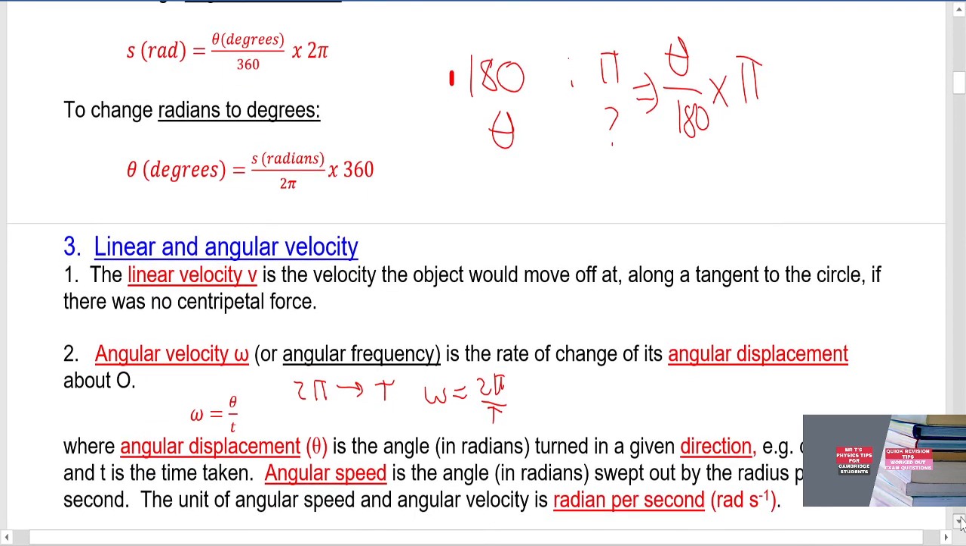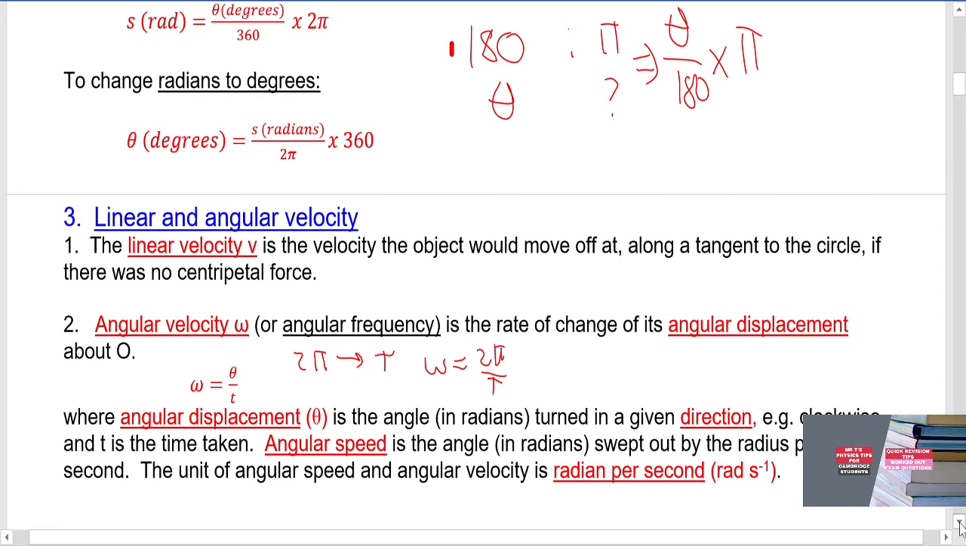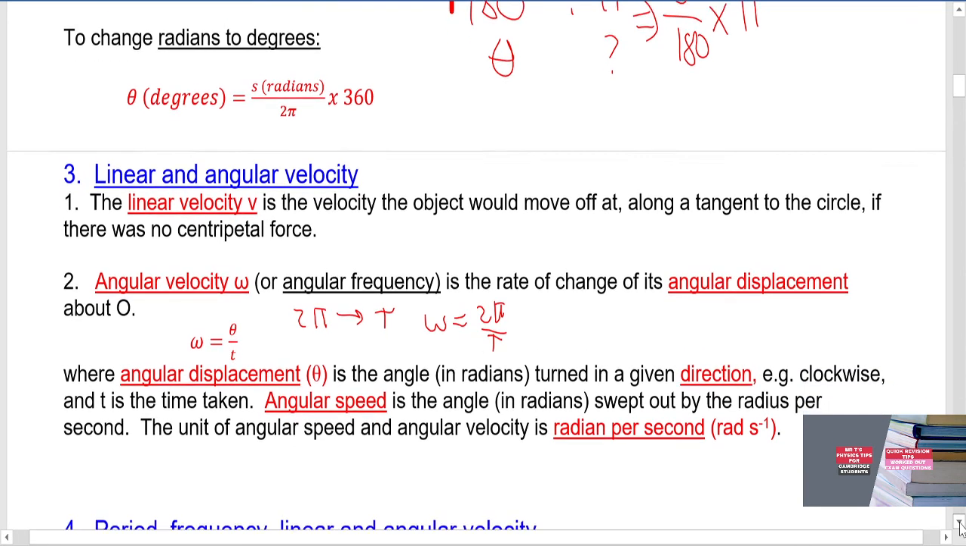Now, angular speed is the angle in radians swept out by the radius per second. The unit of angular speed is radians per second.